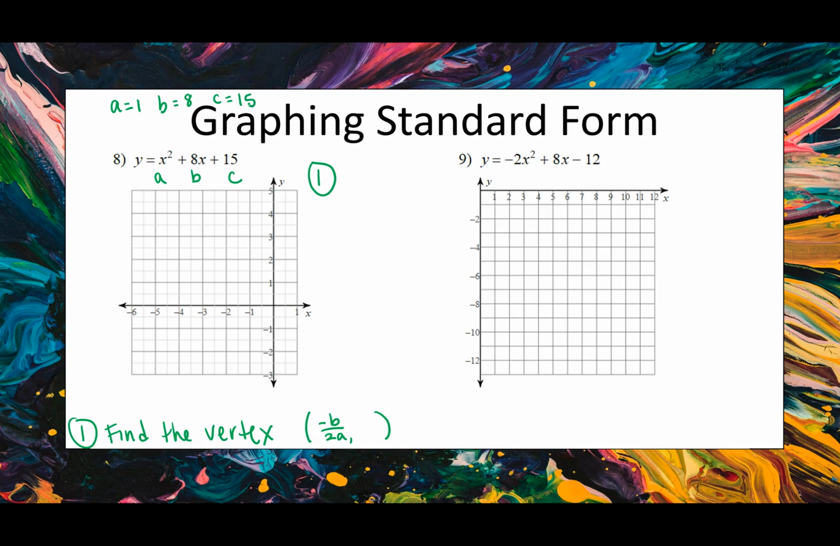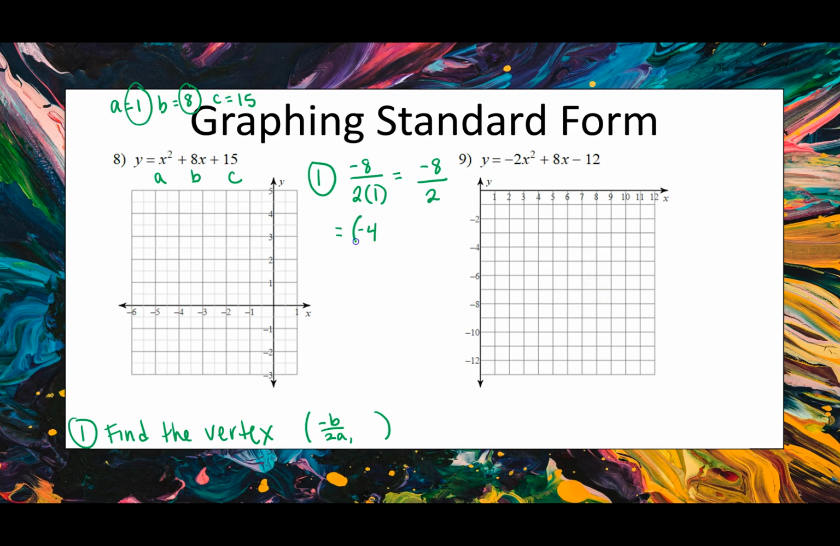Certainly, if you want, you could have that as step 0. I find the students don't necessarily need to do that step. They can just look. So what's -b over 2a? Well, if my b is 8, what's the negative of 8? Well, that's just going to be -8 over 2 times, well, what's my a value? It's 1. So that's going to be -8 over 2. Well, that's going to be equal to -4.